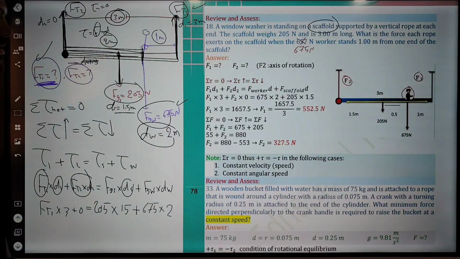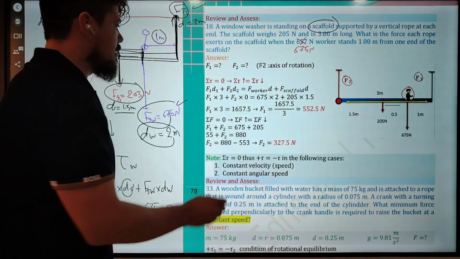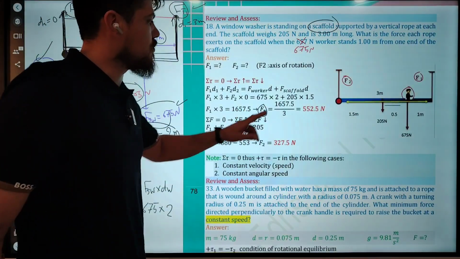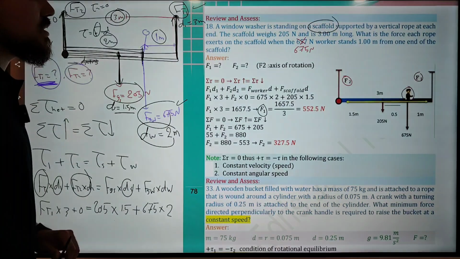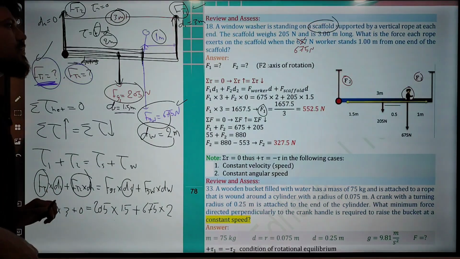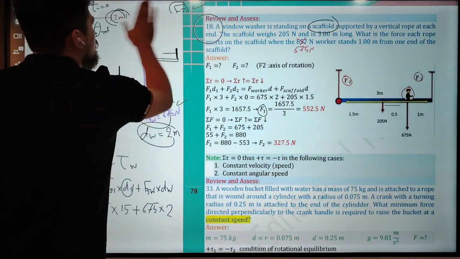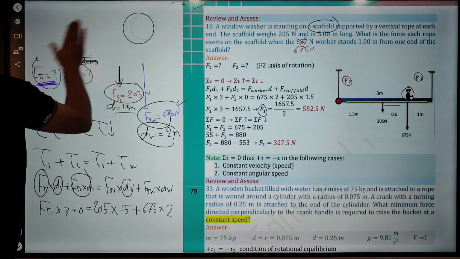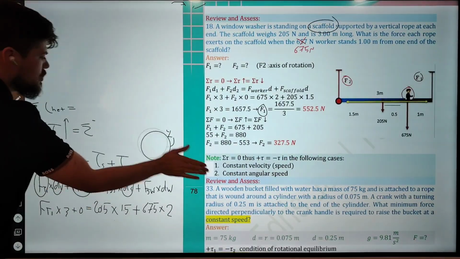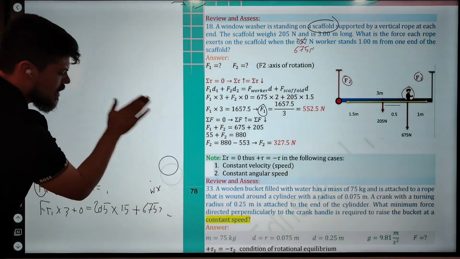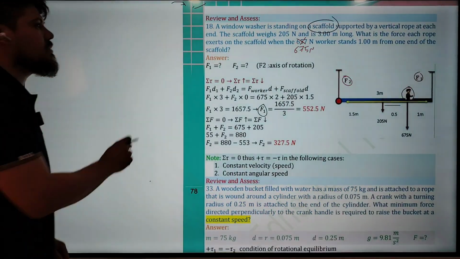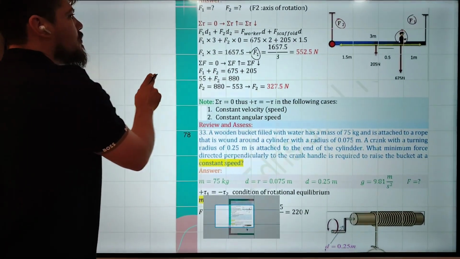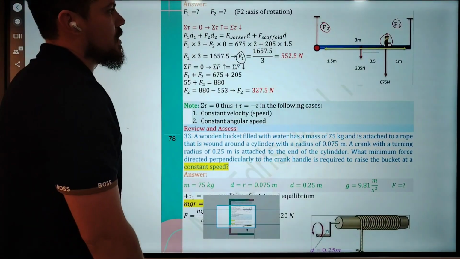Okay, according to math basics, you can find Ft1, which is equal to 552.5 Newton. This is Ft1. This is the first unknown in the question. To find Ft2, you have to use the translational equilibrium. Okay, every time to find the second force, use the translational equilibrium.